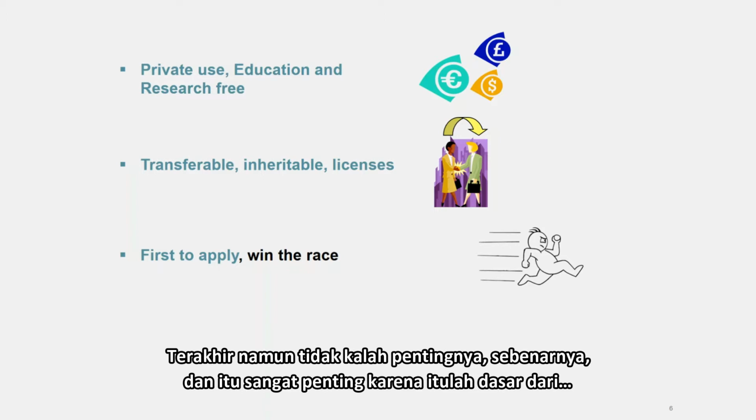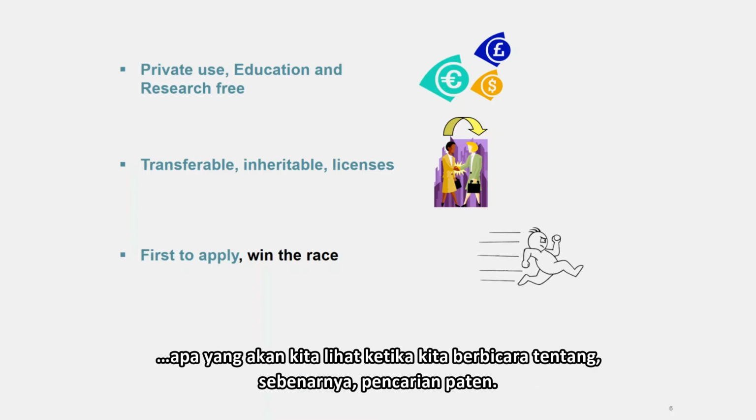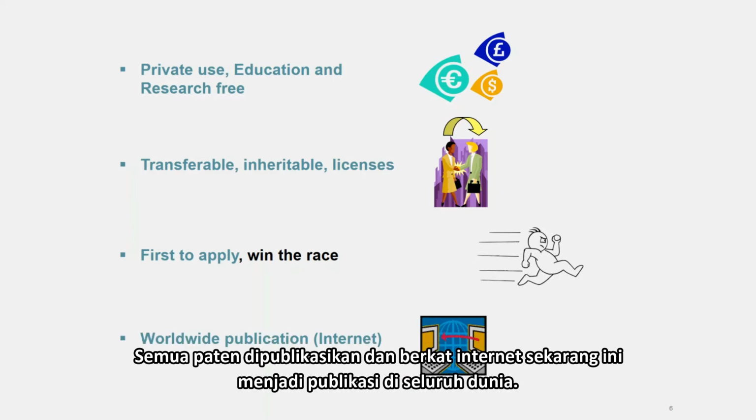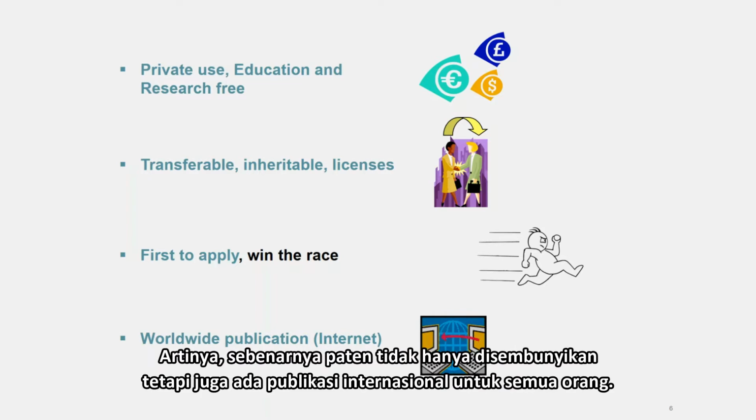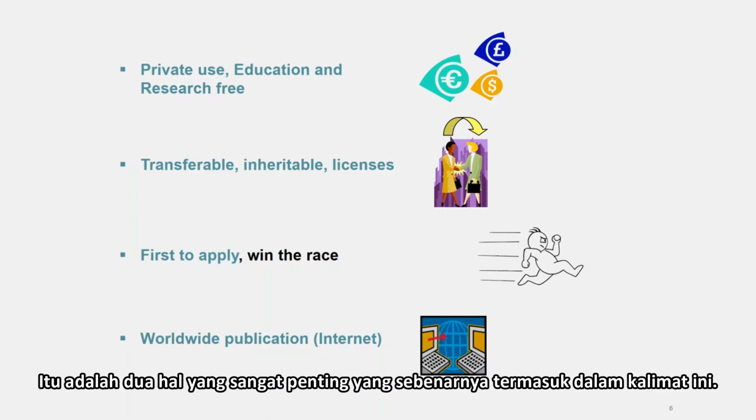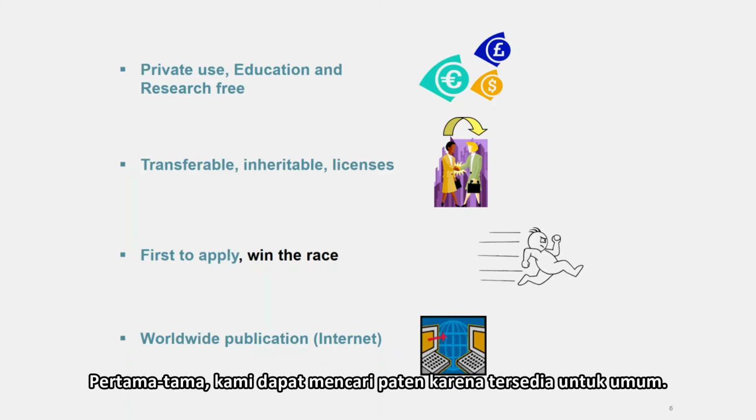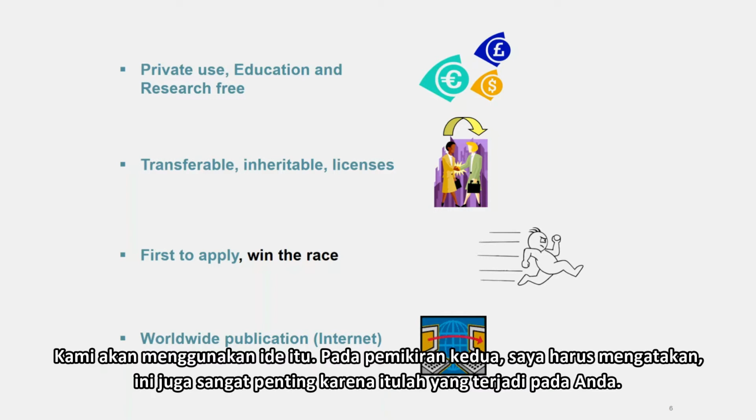Last but not least, and that is very important because that is the basis of what we are going to see when we are talking about patent searches: all the patents are published. And thanks to the internet nowadays, it is a worldwide publication. That means a patent is not hidden, but there is an international publication for everybody else. That is two very important points included in this sentence. First of all, we can search for patents because they are publicly available. Okay, we will use that idea.